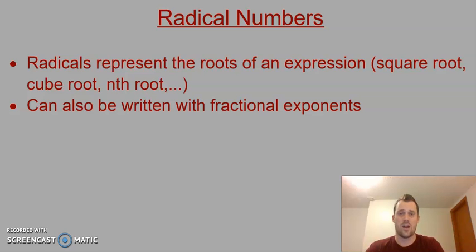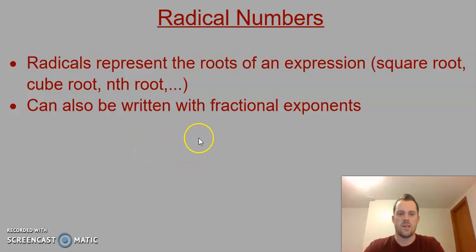In this video, we're going to talk about the basics of radical numbers. When we talk about a radical, which is the term I use most often, we're talking about different roots of an expression. You typically talk about square root, cube root. You could talk about nth root for a certain sequence, for example. So a radical is just a specific root of an expression or a number.